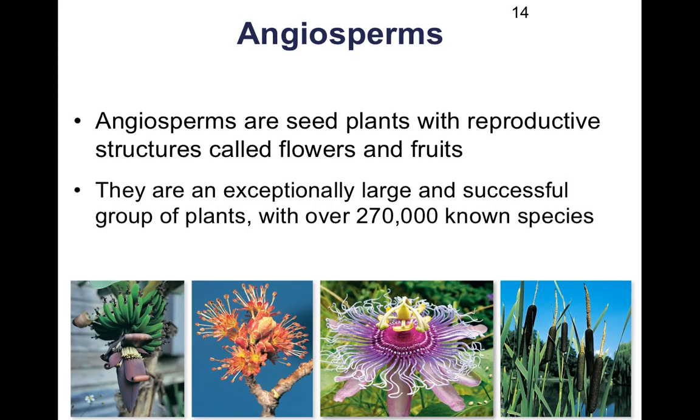Okay, so that's it for the gymnosperms. Let's move on to the angiosperms now. So angiosperms are seed plants that are going to have specialized reproductive structures. Those are going to be flowers, and then specialized dispersal structures called fruits, which are going to form from parts of the flower. This is a very, very large and successful group of plants. There's over 270,000 known species. New species of angiosperms are discovered nearly every day. And so we have a lot of angiosperms. They have done quite well in the world.